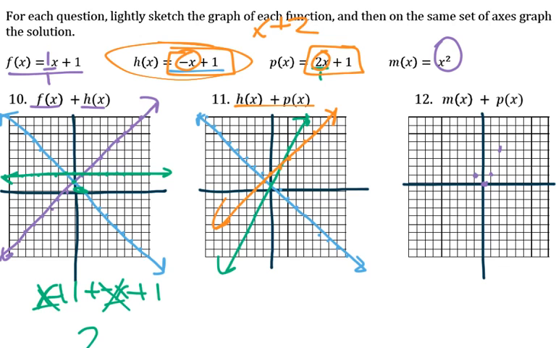Negative 2 squared is 4. 3 squared would be 9. That only goes up to 8, so we'll call that good. So we've got our quadratic, right? Then we're adding to that p of x. P of x starting at 1. Then we go up 2 to the right 1, up 2 to the right 1, up 2 to the right 1, or down 2 to the left.